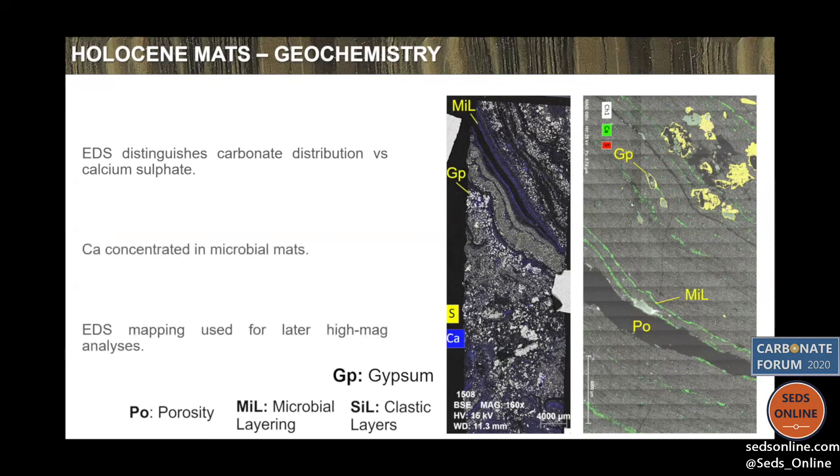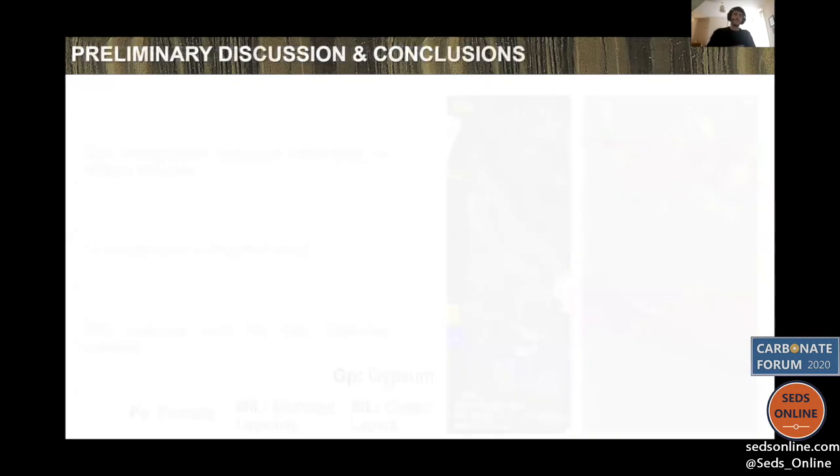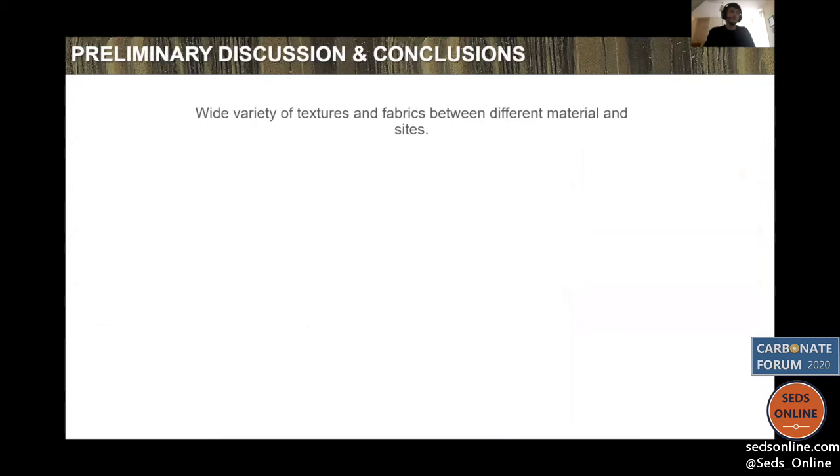So as I say, it's very easy to see where the different phases are, and this is forming the foundation for what we are doing in the future with this study. I'll just start to wrap up now. So there's a wide variety of textures and fabrics between the different materials and different sites.